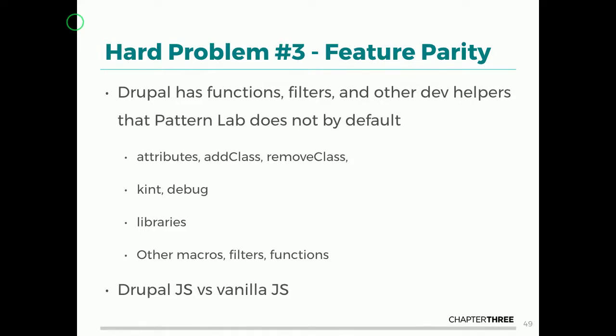Pattern Lab doesn't have the concept of libraries that Drupal does, right? So specifically including assets based on what is actually on the page works differently in Pattern Lab than it does in Drupal. So you have to decide how you're going to reconcile those things. And then there's a bunch of other macros, filters, and functions.